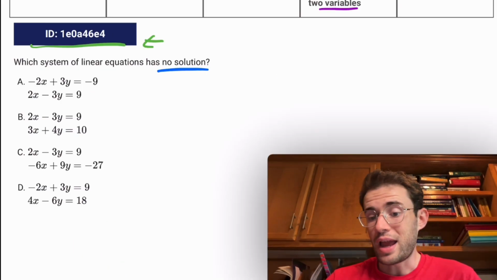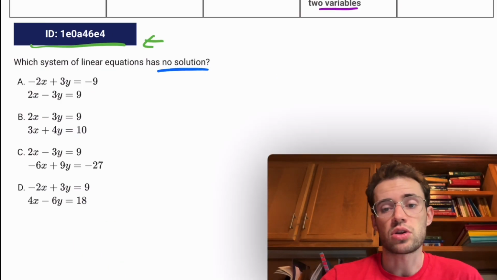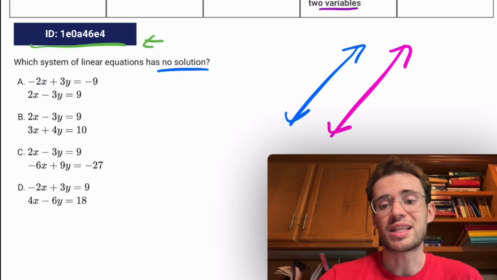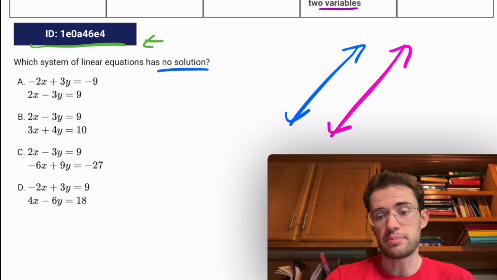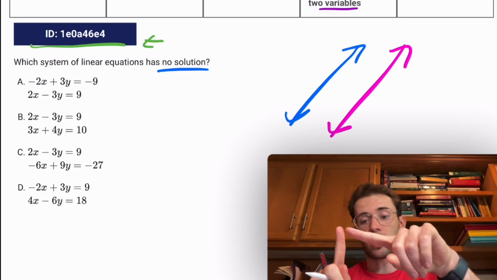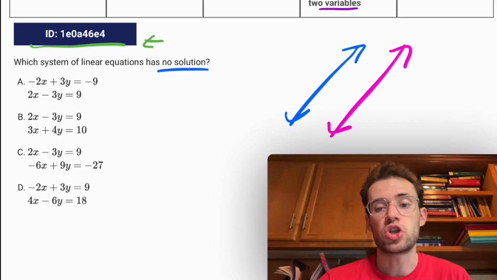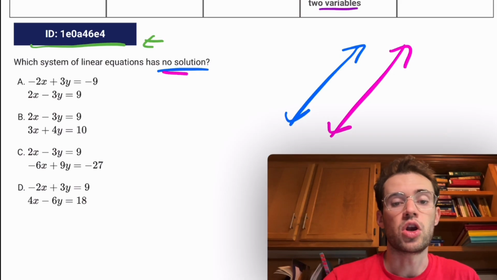We know that for a system of linear equations to have no solution, it means that there are going to be two parallel lines. So two lines with the same slope but different y-intercepts, because parallel lines will never get closer, never get further apart. They are never going to cross, which means there's no point of intersection, and that would mean no solution.